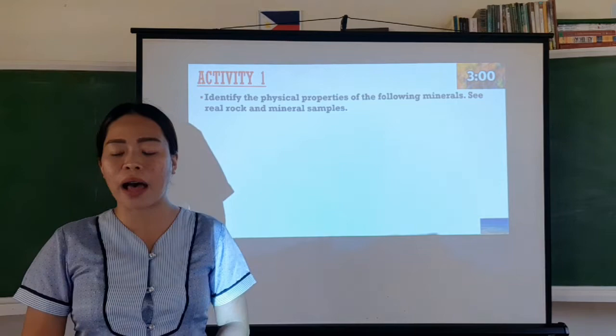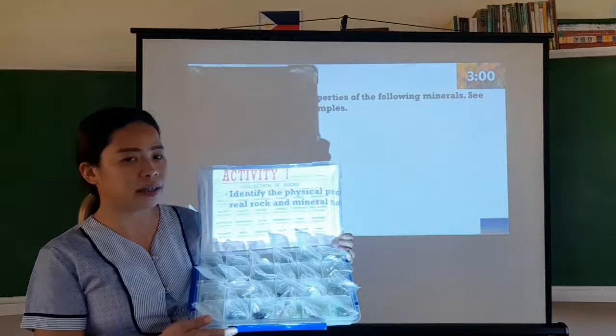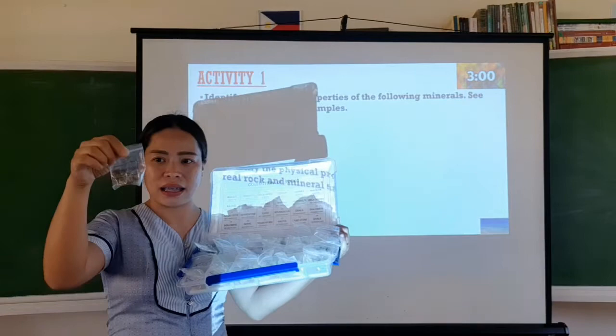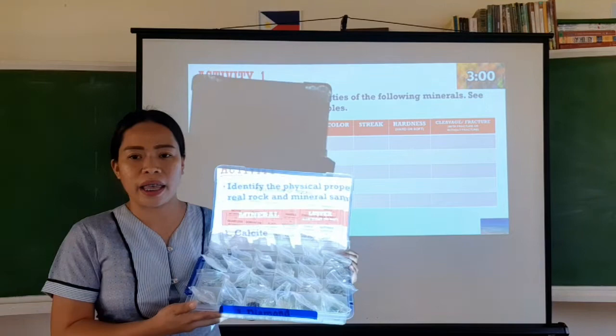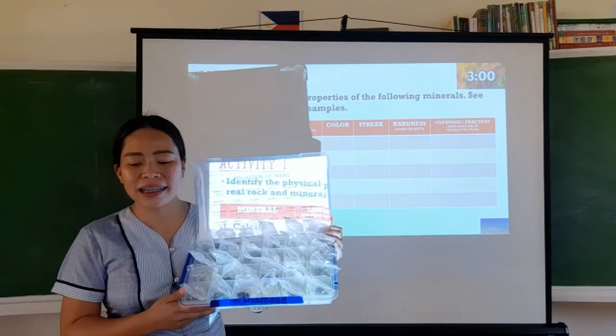So I will give you real rock and mineral samples. I have here some examples of real rocks and minerals. So this rock and mineral will be your guide in answering our activity. These are the following minerals that you are going to identify the physical property: calcite, granite, diamond, sandstone, and hematite.